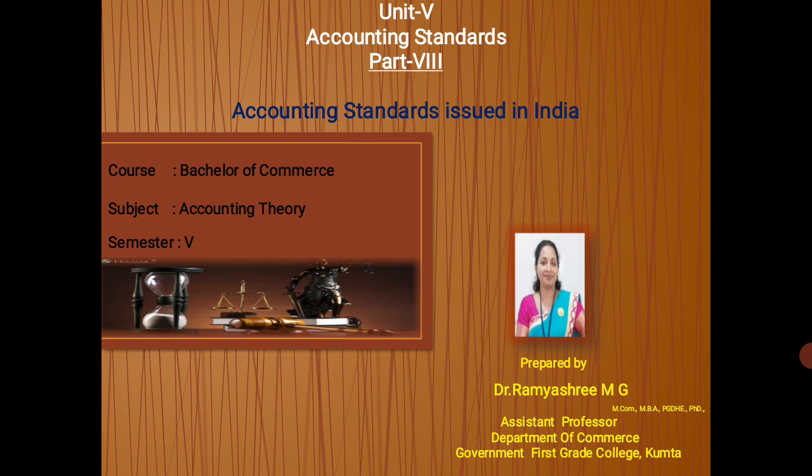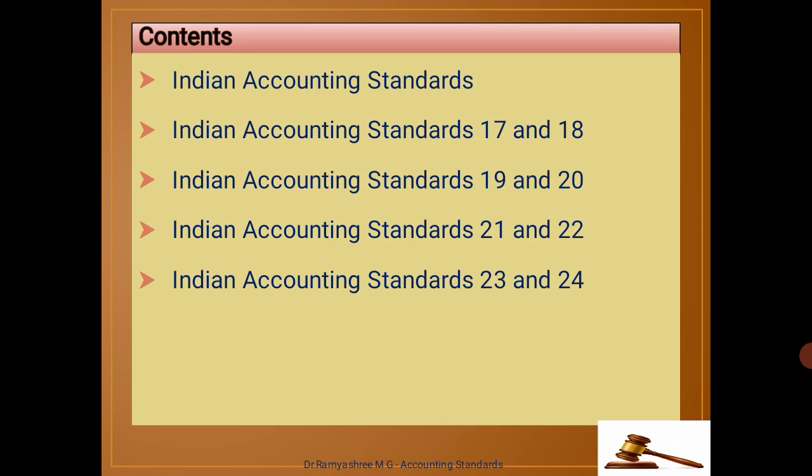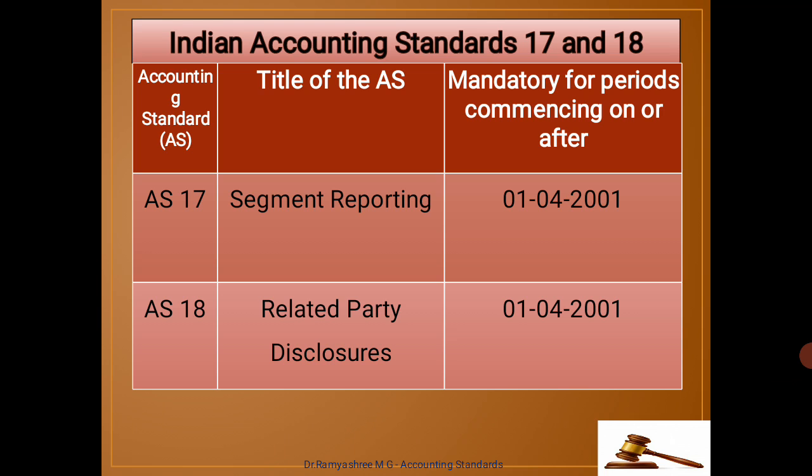We'll discuss BCom 5th semester's Accounting Theory, Unit 5 Accounting Standards, Part 8 Accounting Standards issued in India. In the previous part, we discussed Indian accounting standards from 9 to 16. This part will cover Indian accounting standards 17 to 24. Accounting Standard 17 deals with segment reporting.